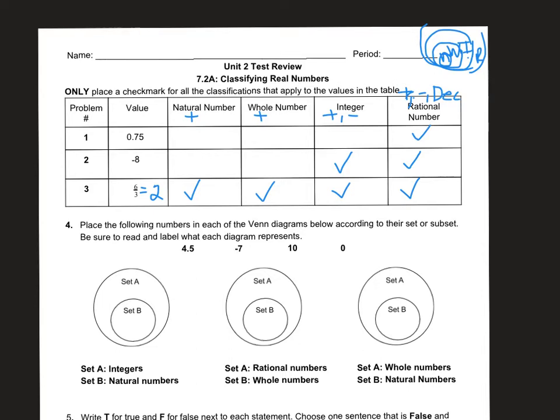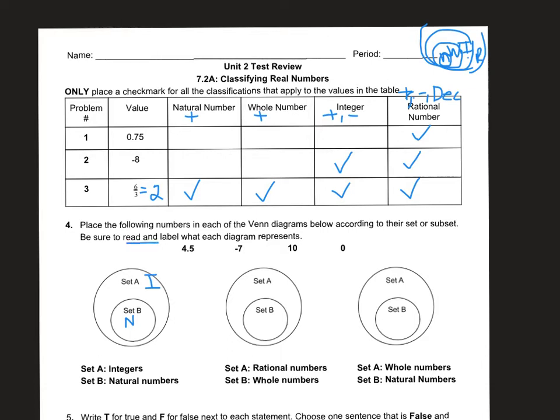Well, here they've given me set A and set B, and I know set A represents the integer family and set B represents natural values. Okay, so it says to place the following numbers in each of the Venn diagrams according to their set or subset. Be sure to read and label what each diagram represents. Remember, it's important to label.